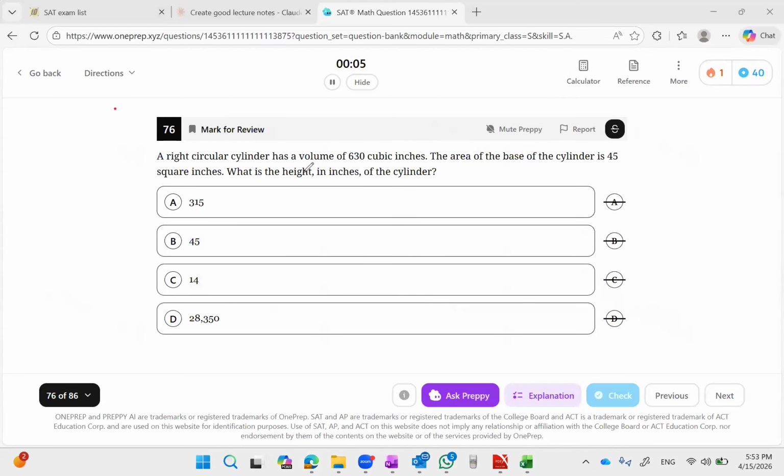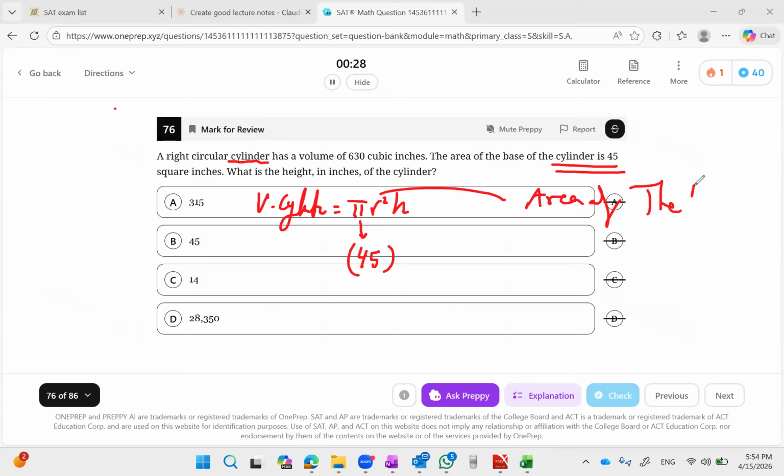A right circular cylinder has a volume of 630. The area of the base is 45. What's the height in inches of the cylinder? Here, what you have is the area of the base, 45. So what is pi r square? It's 45, because pi r square is the area of the base. The base of the cylinder is already a circle. So 45h is equal to the volume. So what is h?